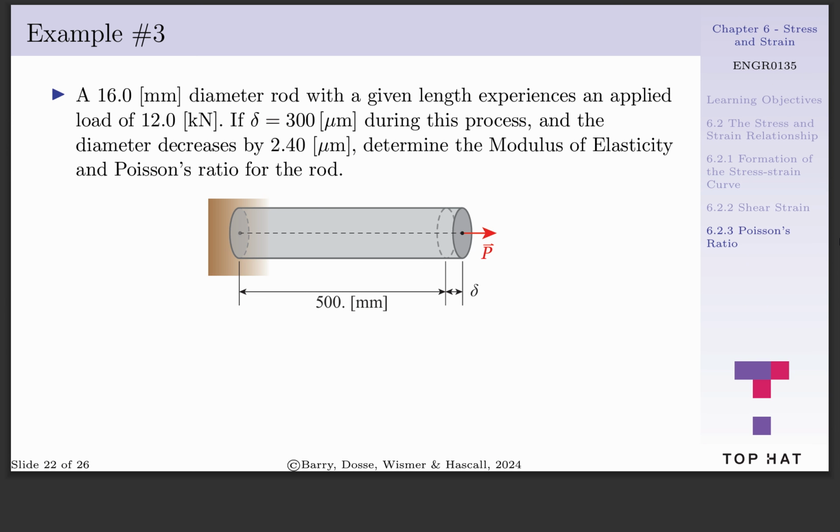For example, let's consider a rod with a 16 mm diameter and length of 500 mm that experiences a load of 12 kilonewtons. Given the deformation in the axial direction is equal to 300 micrometers and the diameter decreases by 2.4 micrometers, let's determine the modulus of elasticity and Poisson's ratio for this rod.